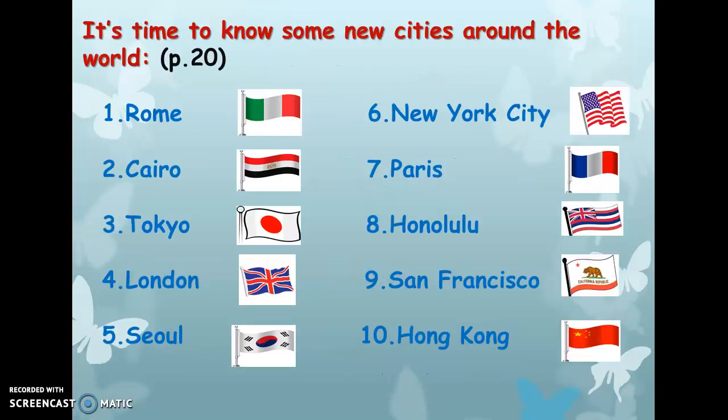Okay, it's time to know some new cities around the world. This is on page 20. Now we have these cities: Rome, Cairo, Tokyo, London, Seoul, New York City, Paris, Honolulu, San Francisco, Hong Kong.